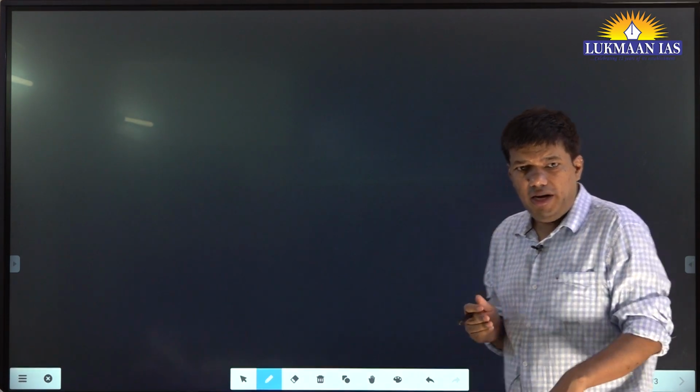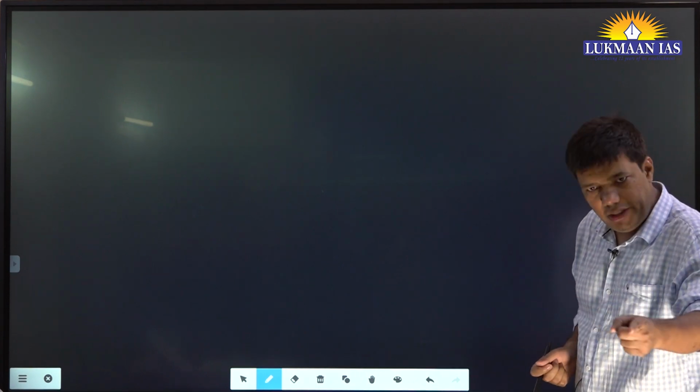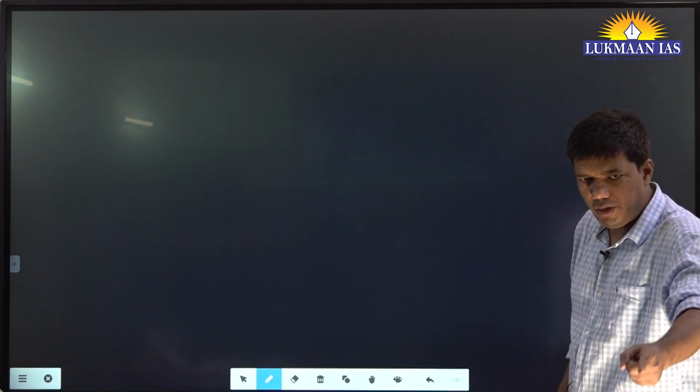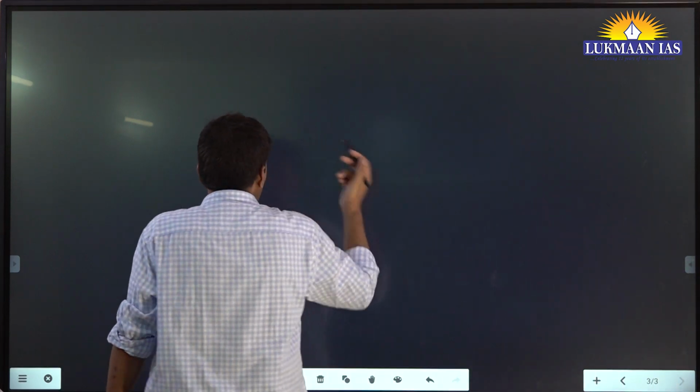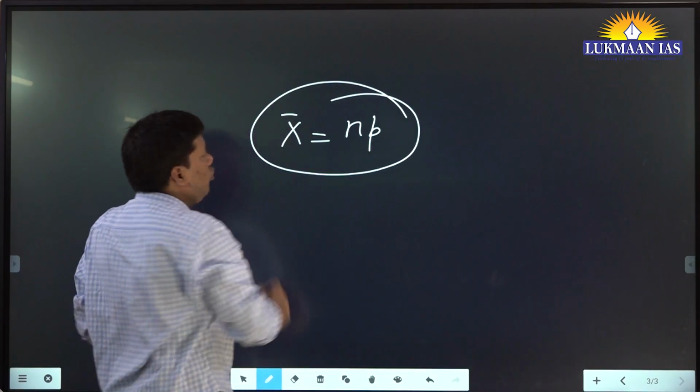Normal distribution, when we discuss that I will tell. But simple, just to answer your question, let's say mean is there, right? And this np, you equate these two things.